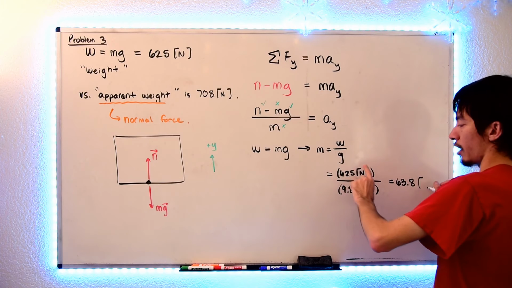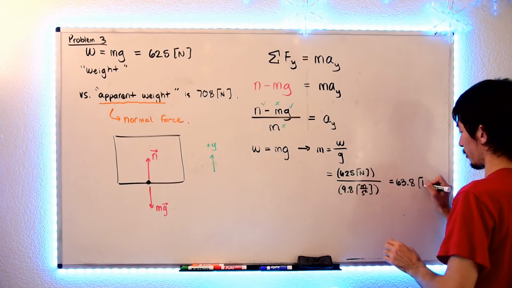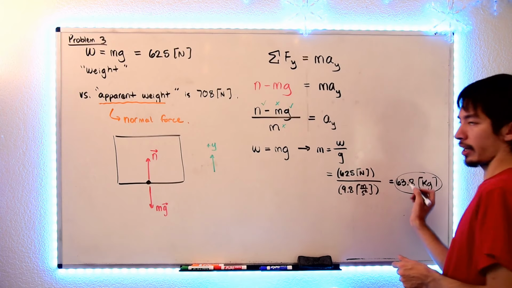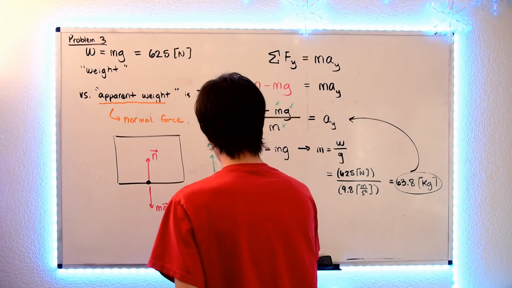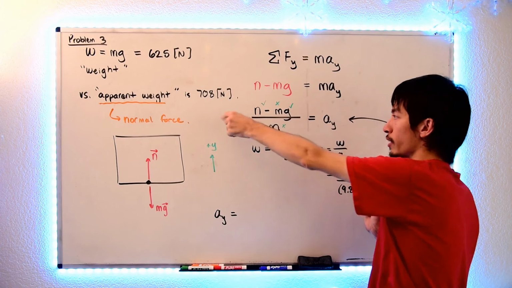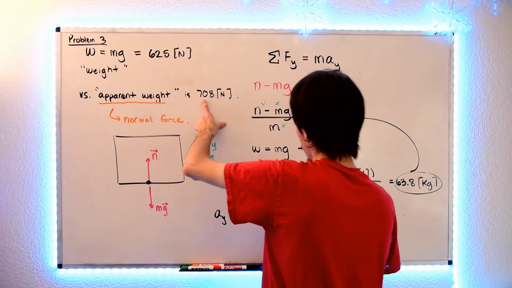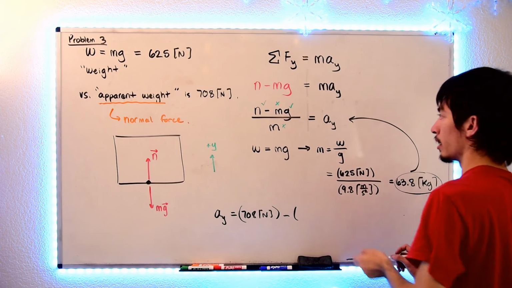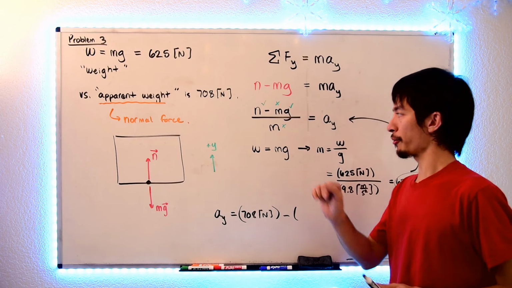63.8 newtons divided by meters per second squared will only leave you with kilograms. That is a mass. We're going to take that 63.8 kilograms and plug it in there. So the acceleration in the y equals the normal force, or the apparent weight, which is 708 newtons, minus mg, so m. So now actually you can do something a little bit different here.